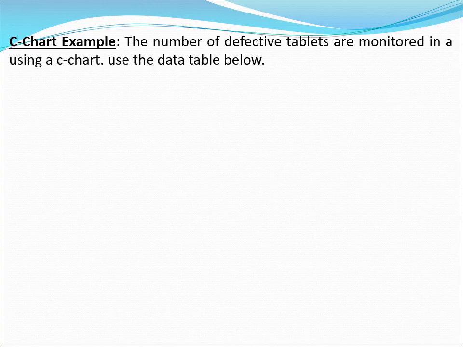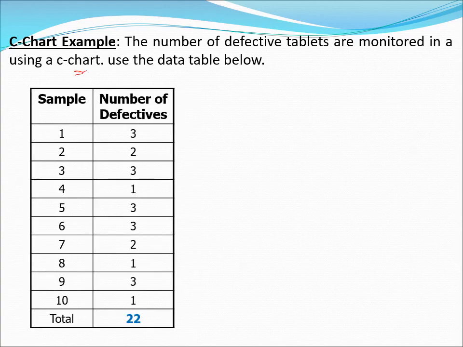So the example, as we know: the number of defective tablets is monitored using a C chart. Use the data below to make the chart. So how many samples do we have? 10 samples. As usual, 10 samples are taken from 10 batches.